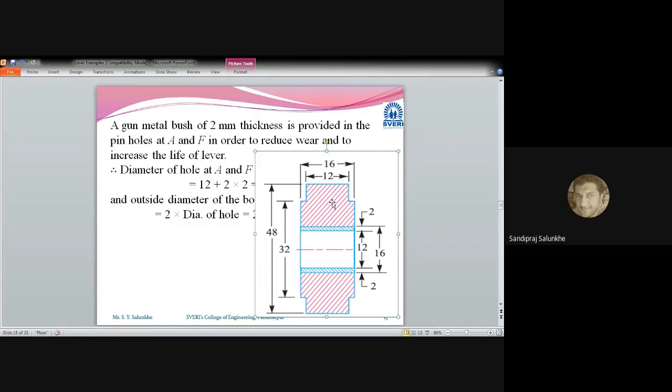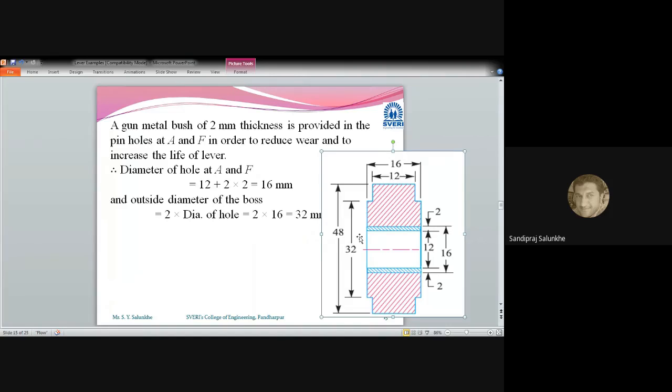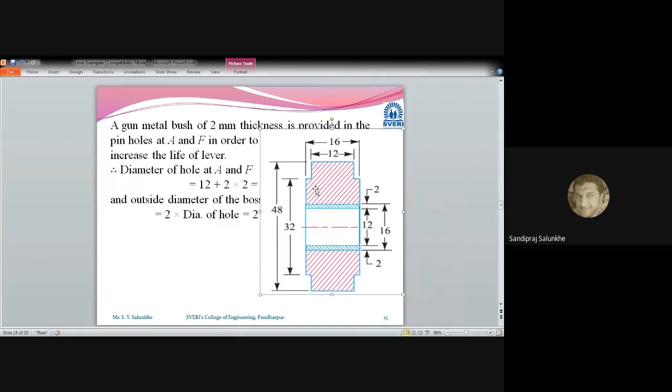Now, as I already told, because of the presence of this hole in the lever, this area is going to become weak. That's why the thickness of the lever at the point of this pin is increased, by 2 millimeter. That is again a standard assumption which we can make. Are you getting me or not? I will explain it once again.